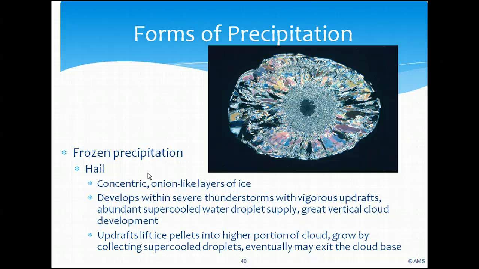Updrafts transport ice pellets into the middle and upper portions of this cloud, and along the way the ice pellets grow by collecting supercooled water droplets and eventually become too heavy to be supported by these updrafts. The pellets descend through the cloud, exit the cloud base, and enter the air, typically above the freezing point. Pellets begin melting, but they are large enough that they will survive the journey to the Earth's surface as hailstones.